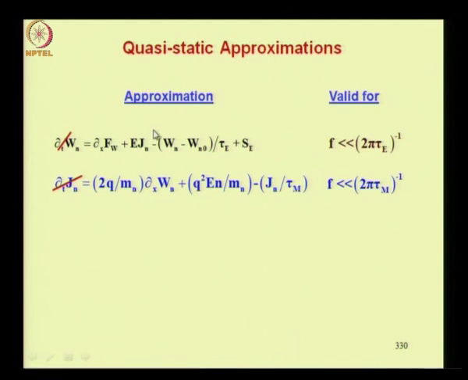Then we have come across the quasi-static approximations of the energy balance equation and momentum balance equation. This is what is shown here. So just repeating those facts, ∂/∂t of Wn can be neglected if your frequency is much less than 1 by 2π times the energy relaxation time, and ∂/∂t of Jn can be neglected if your frequency is much less than the reciprocal of 2π times the momentum relaxation time. We have used this formula for carrier temperature derivation.